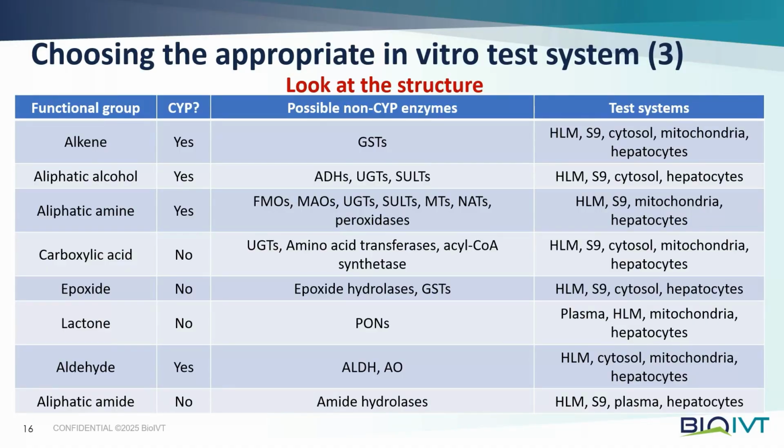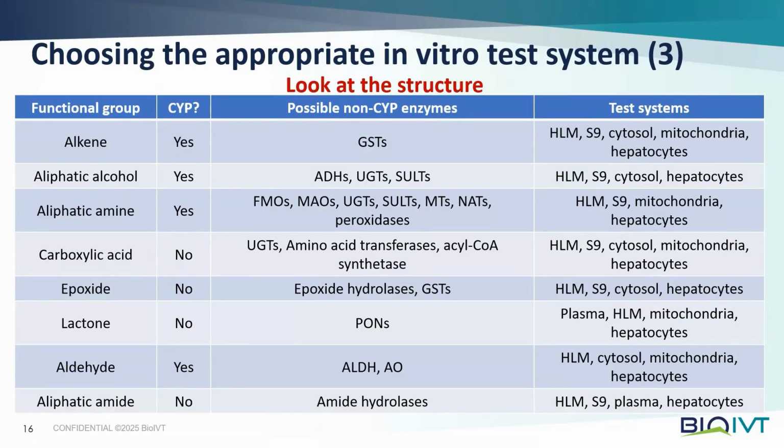This is adapted again from a table I mentioned before. I won't go into everything here except to note that if you look at alkenes, aliphatic alcohols, and amines, of course, P450 can metabolize some of these compounds. And just because a compound has a carboxylic acid doesn't mean that P450s can't act on another part of it. But when I have a no, it just means that typically, there are always exceptions, P450s can't act directly on a carboxylic acid. So you look at possible non-CYP enzymes. You've got these listed here in abbreviated form.